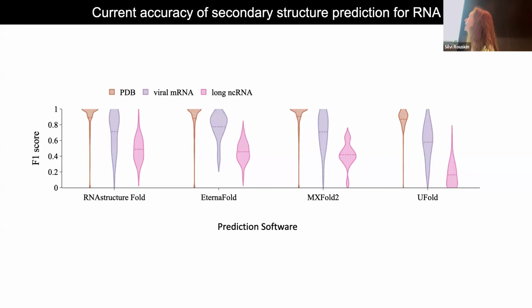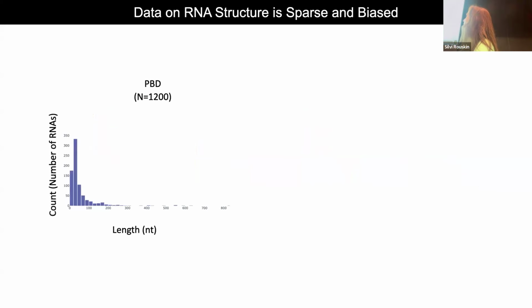Unfortunately, if we ask, how well can this software predict outside of PDB, the RNAs that we care about, and those are typically viral RNAs or messenger RNAs, so long non-coding RNAs. Now, all of this software suddenly drops precipitously in performance. And why is that? Well, one big reason is the data on RNA structure is really sparse and biased.